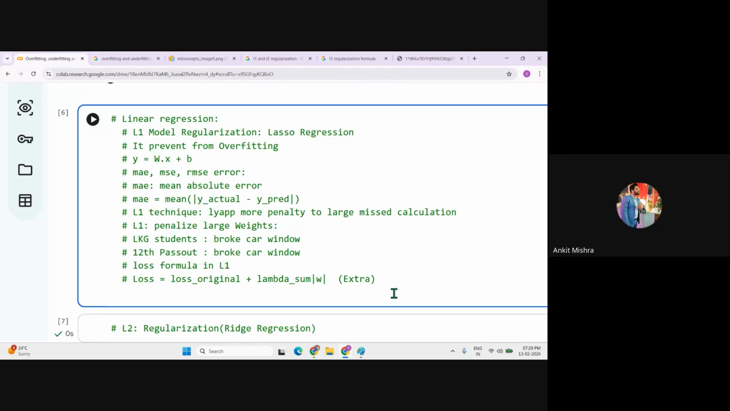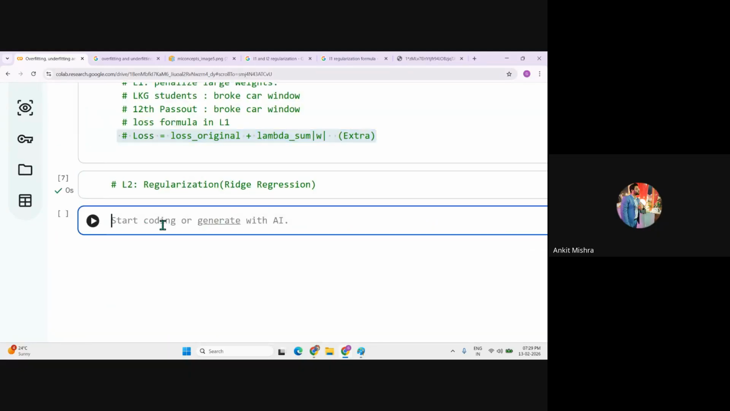So let me write the same thing. The new loss will become the previous loss plus lambda times the squared value, not directly summing up the absolute value. So it's w raised to the power 2. And this is called the new loss function inside this regularization technique.